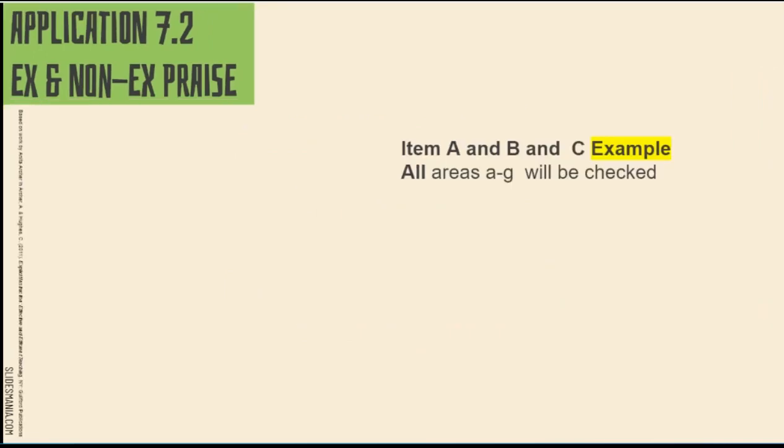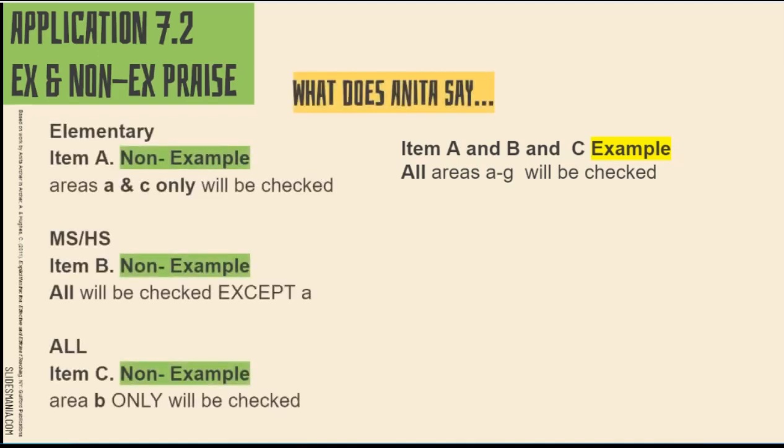Well, here we are at the end. When I look at the examples, and this is just the examples, that would be the second boxes under item A, item B, and item C, the second examples, you will have all of the A through G checked. When you go to the elementary non-example only for item A, only A and C are checked.